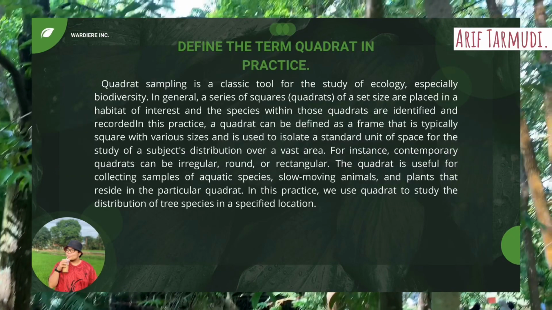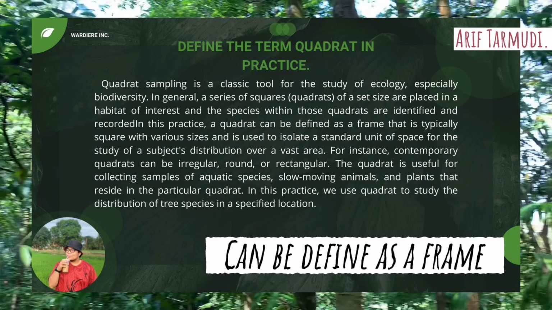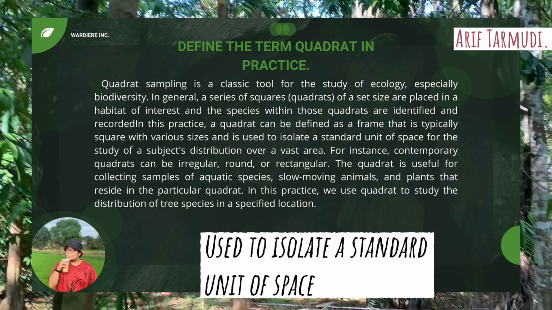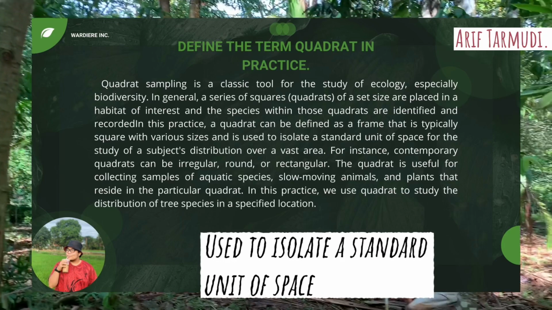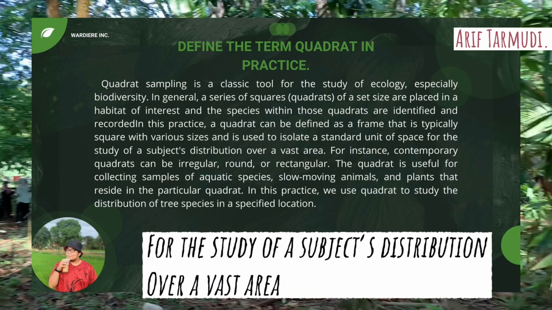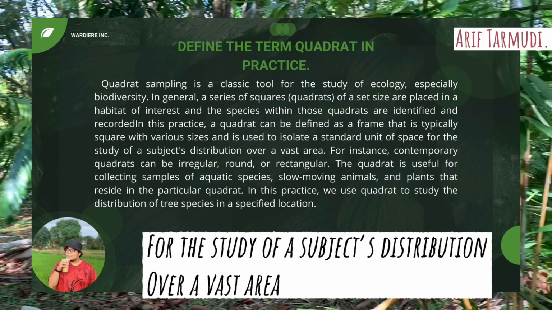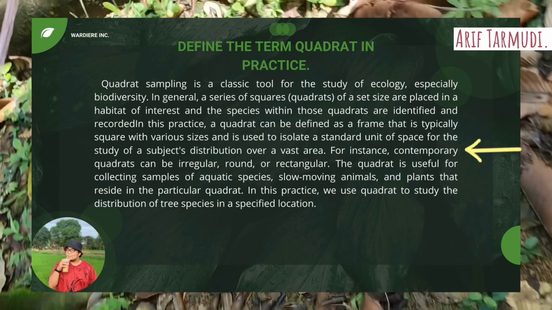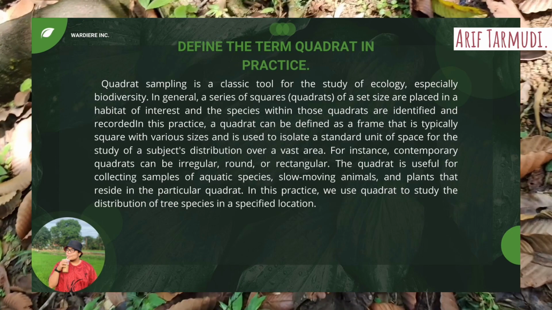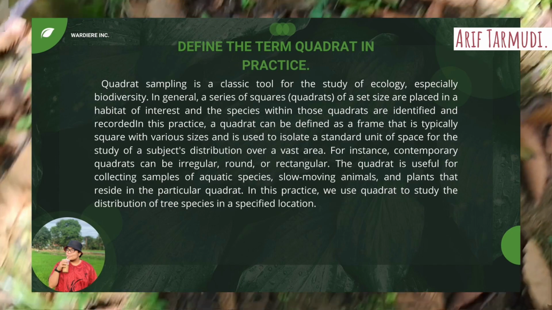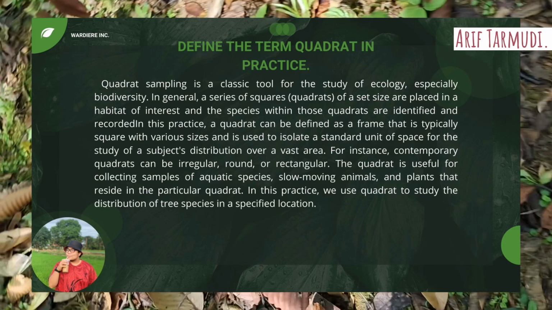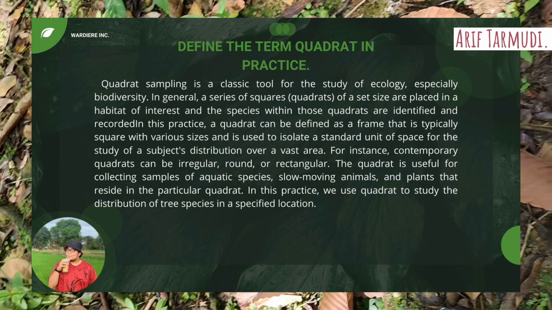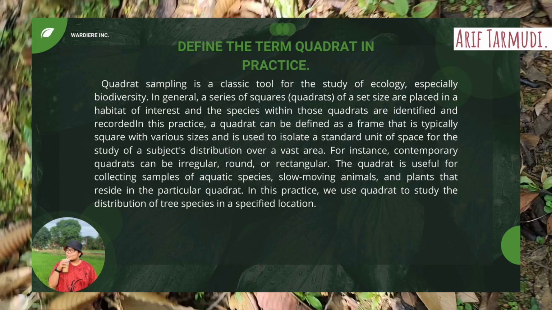In this practical, a quadrat can be defined as a frame that is typically square with various sizes, and it is used to isolate a standard unit of space for the study of the distribution of a subject over a vast area. For instance, a contemporary quadrat can be irregular, round, or rectangular. The quadrat is useful for collecting samples of aquatic species, slow-moving animals, and plants that reside in the particular quadrat.